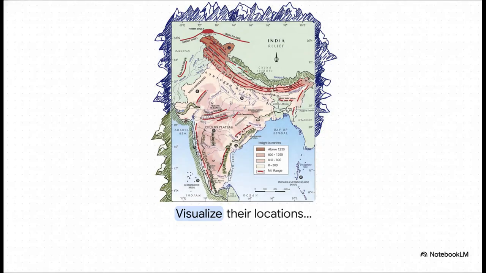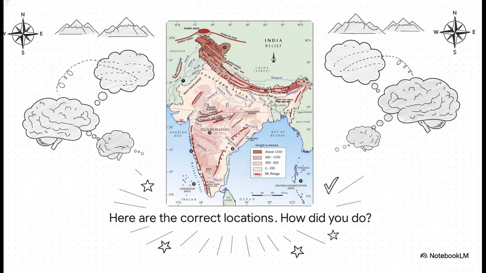First, can you picture the Karakoram Range right at the top? Good. Now, can you visualize that slanted backbone, the Aravalis? Next, try to place the horizontal divider, the Vindhyas, right across the center. And finally, trace that long line of the Western Ghats down the west coast. Just take a moment to fix those shapes in your mind. And here are the correct locations. Check your mental map with this one.